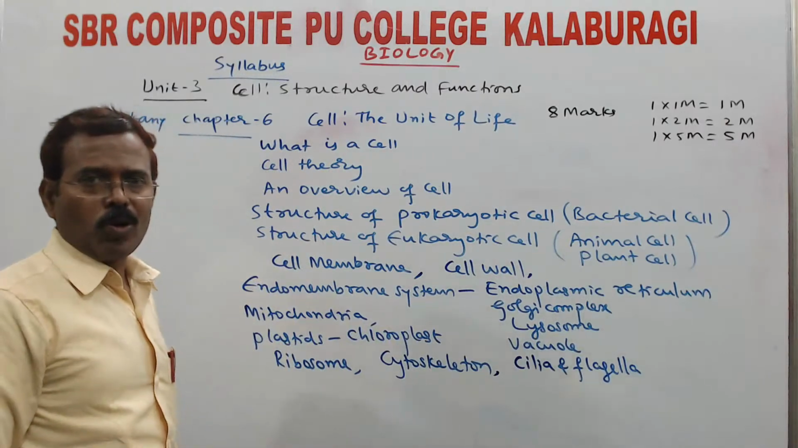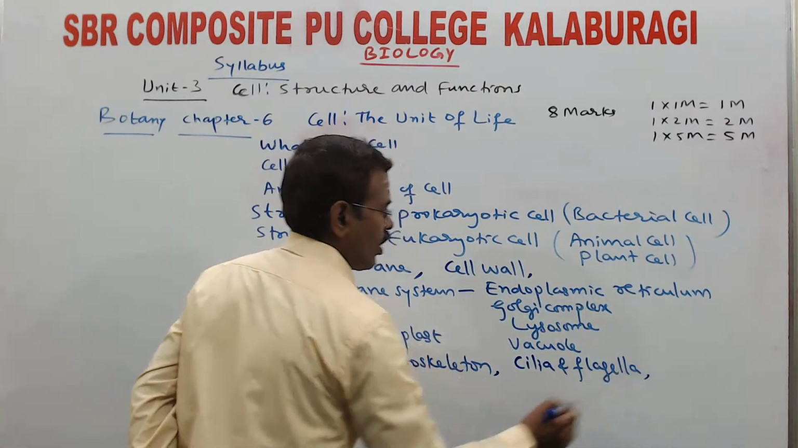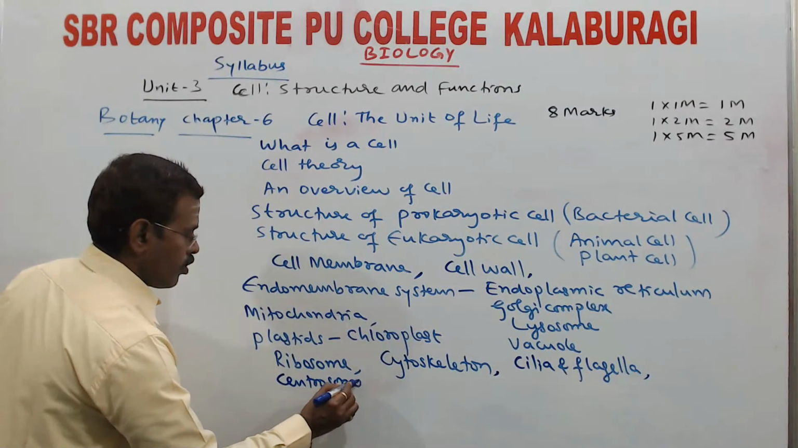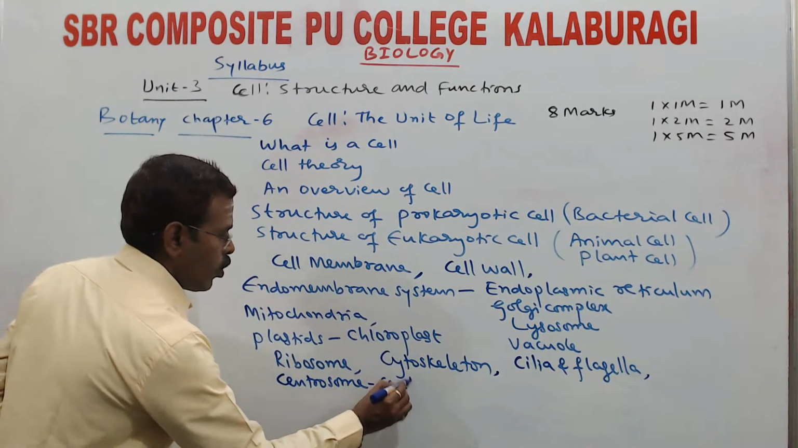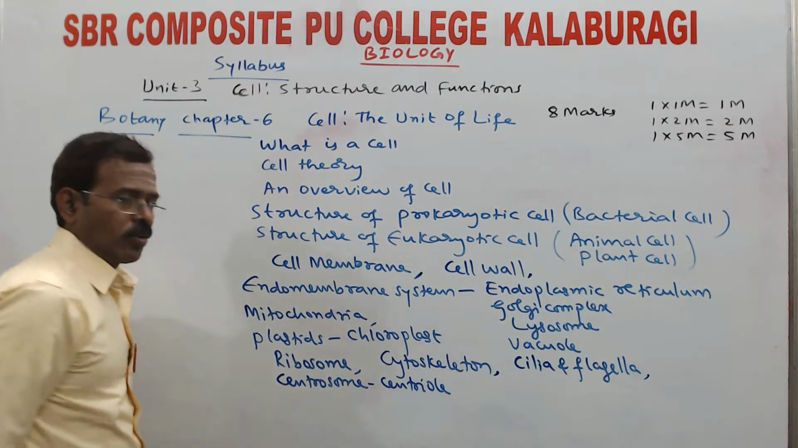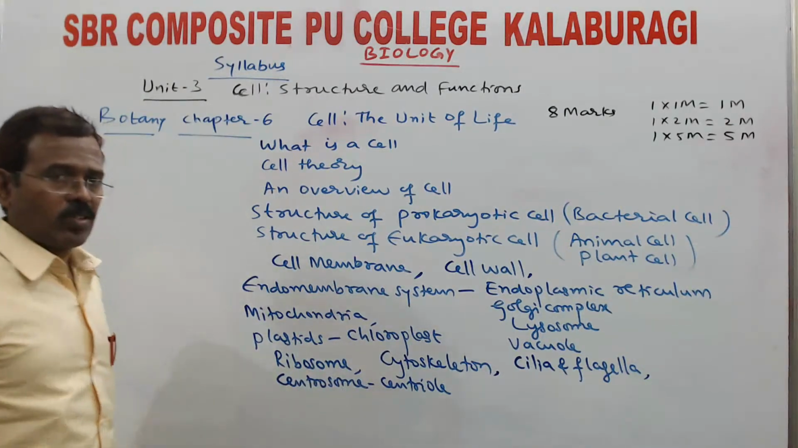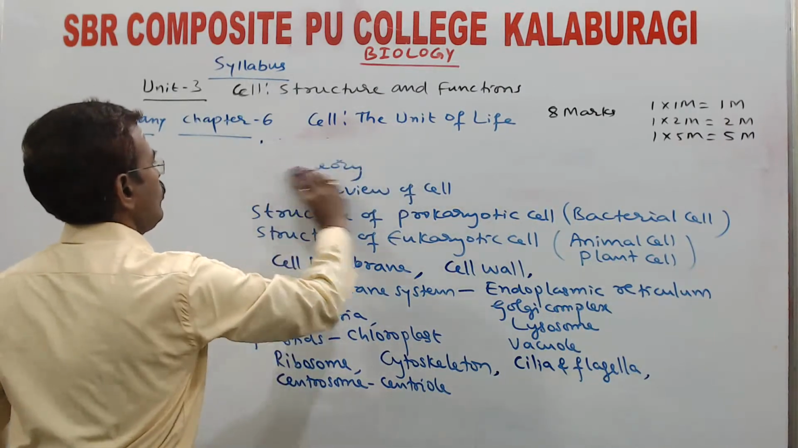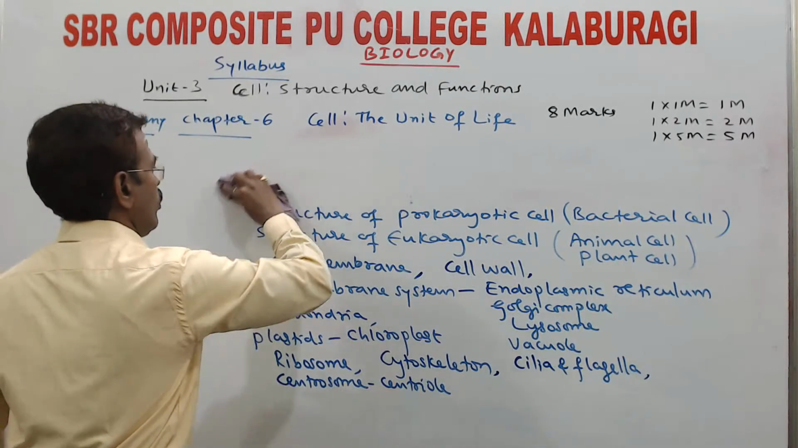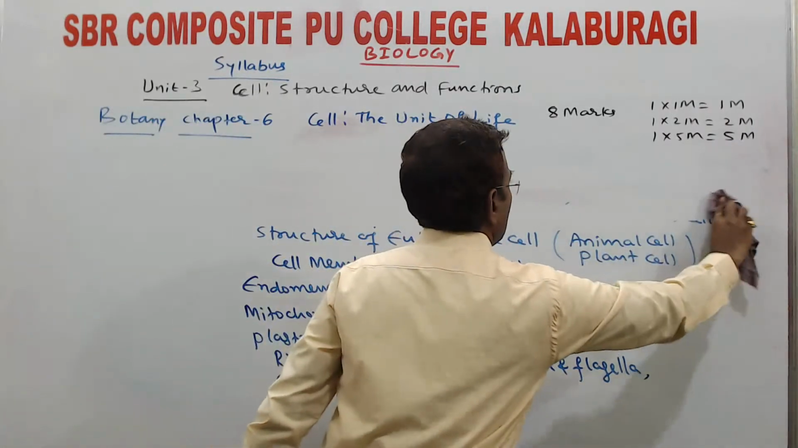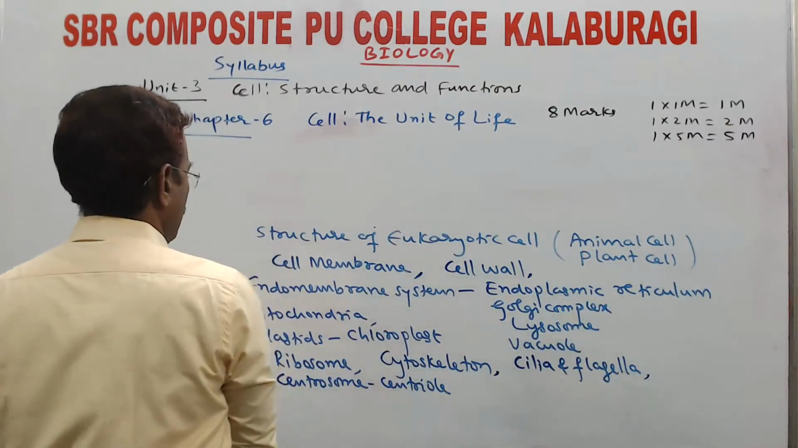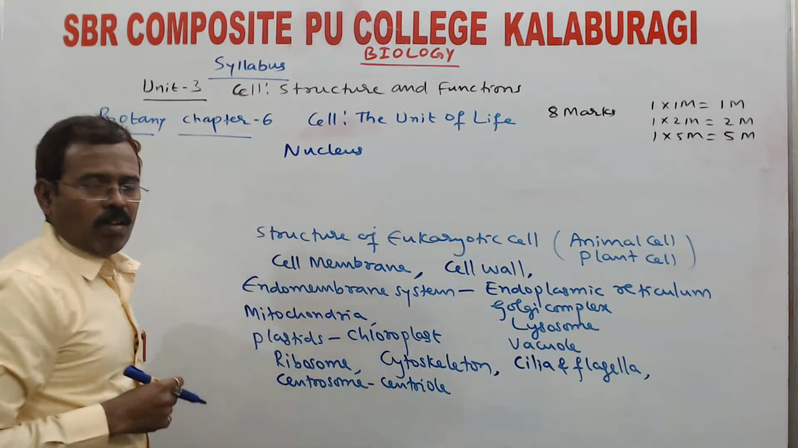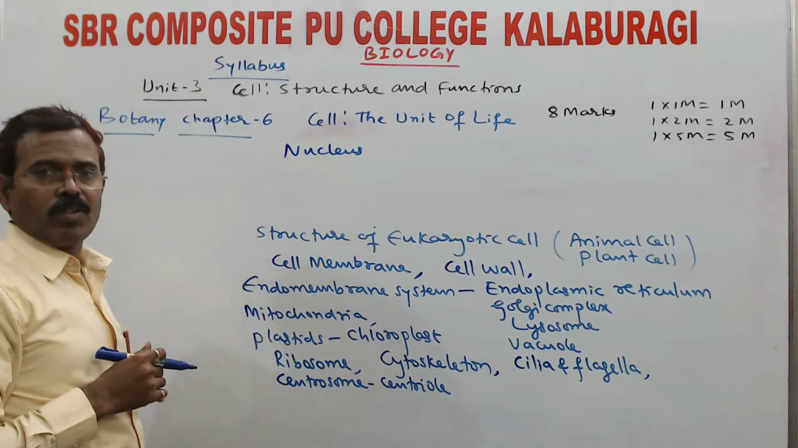Then next we learn about cilia and flagella, locomotor structures. Next concept, centrosome, centriole. This is the next concept. Then after this, the master cell organelle, the structure of the nucleus, we will learn.